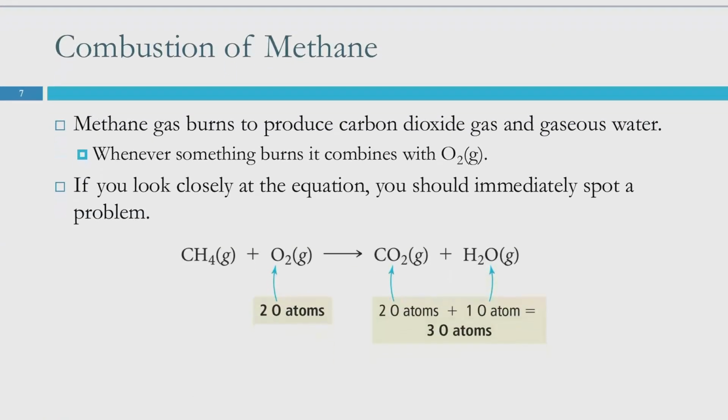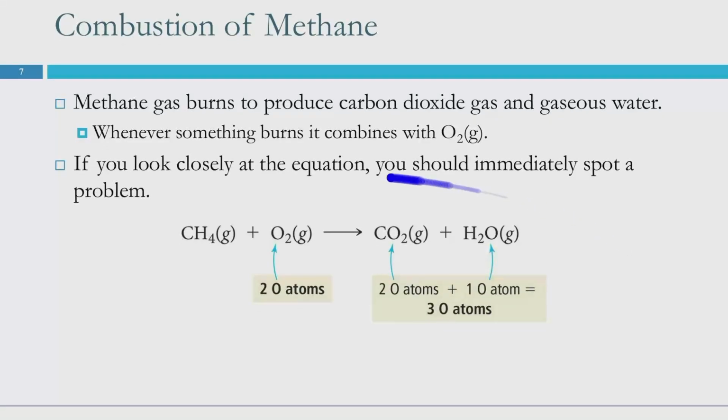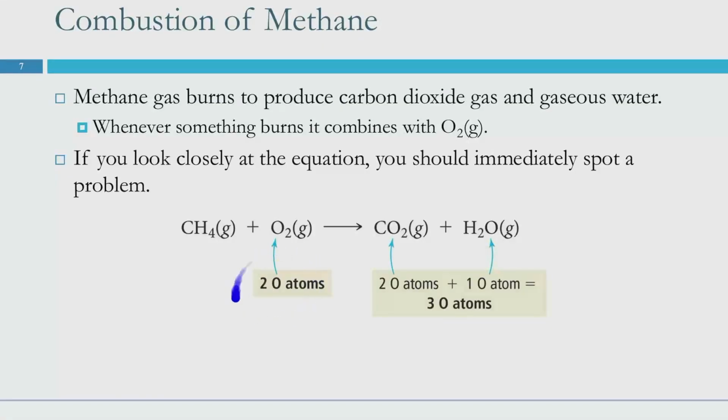So an example with combustion of methane. Methane's what we're burning typically if we're burning gas at home on our grill. Methane gas produces carbon dioxide gas and gaseous water. Whenever something burns or combusts, it's being combined with O2, usually just from the air that's around us. If we look at this equation, we've converted everything into their chemical formula. So we've got CH4 for methane, our O2, our CO2, our H2O. If we look at the number of oxygen atoms, we can see on the left side we've got 2 oxygen atoms. On the right side we've got a total of 3 oxygen atoms.